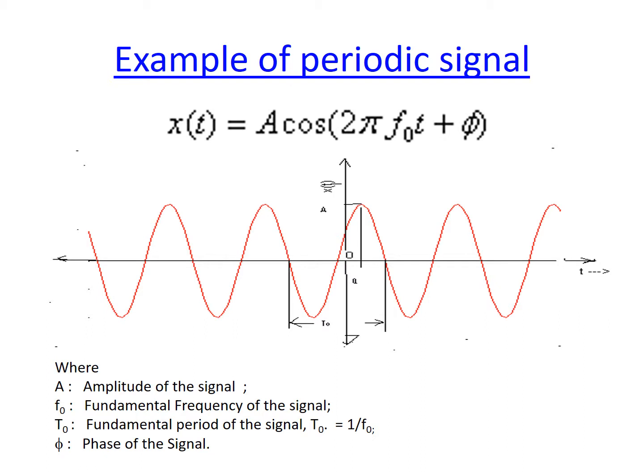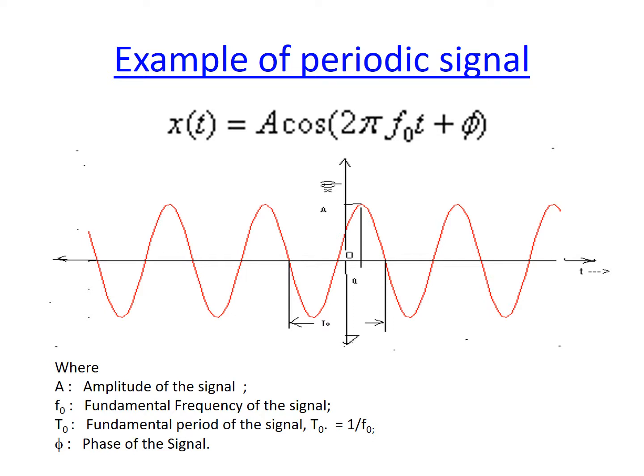Now let's take a view of periodic signals, that is, examples of periodic signals. Consider this voltage waveform, represented mathematically as x of t equal to A cos of 2 pi f0 t plus phi. This is the standard form, and this is the graphical form, where A is the amplitude of the signal, f0 is the fundamental frequency of the signal, T0 is the fundamental period, which is the reciprocal of the fundamental frequency f0, and phi is the phase of the signal.